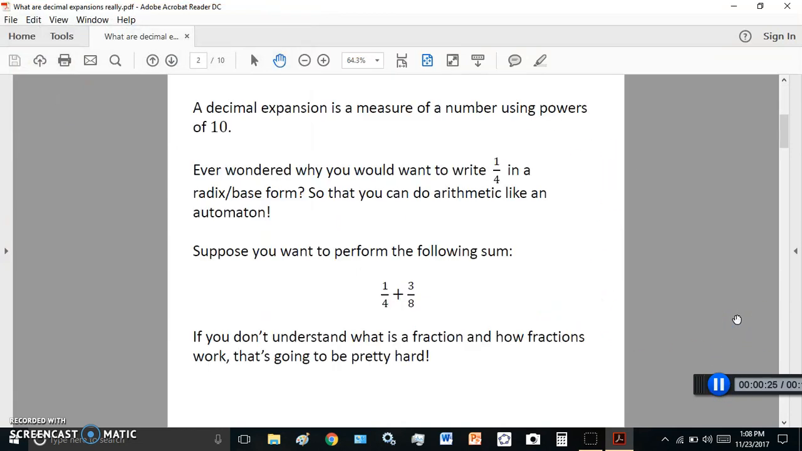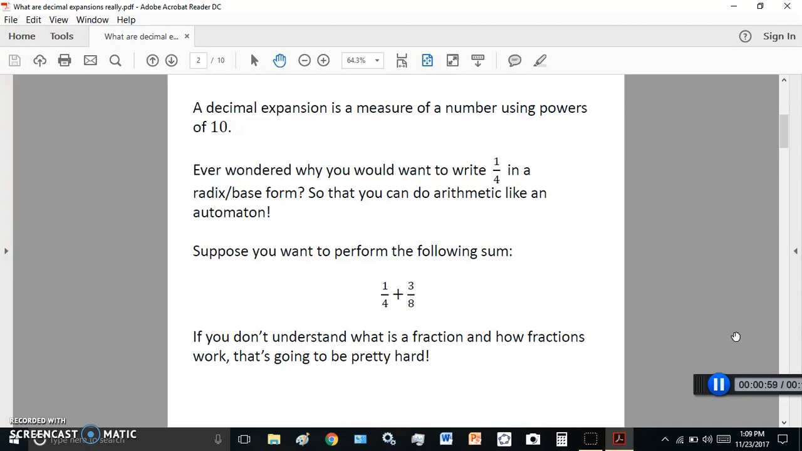A decimal expansion is really just a representation of a number in a given radix system or base. So for example, in base 10, if we write 0.25, that's just a way of representing a quarter in base 10. But if we had to write it in, let's say, hexadecimal, then we wouldn't write 0.25, we would write 0.4, and you'll see why later on.